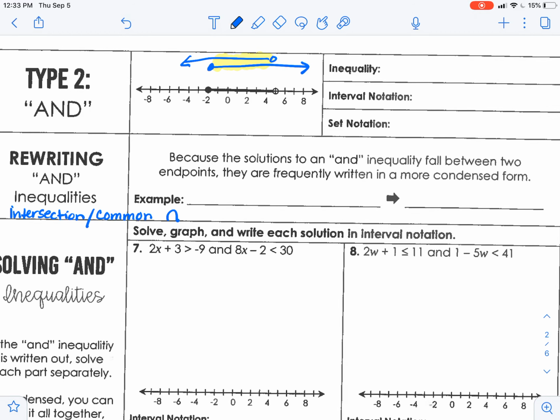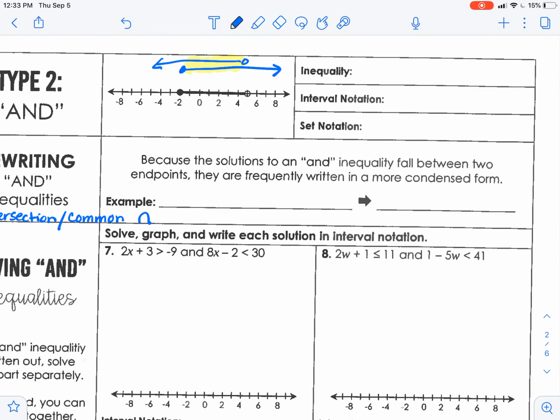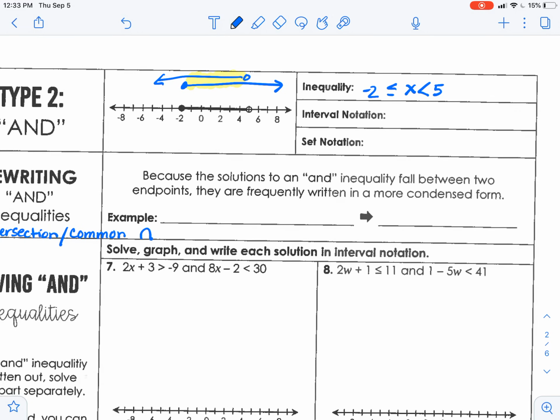Okay? So how would I write this as an inequality? Well, we usually write it as one thing. So we would say x is less than 5 and x is greater than or equal to negative 2. Okay, that's one way. Or you could put it separate. x is greater than or equal to negative 2 and x is less than 5. But most people, again, prefer to write it this way.